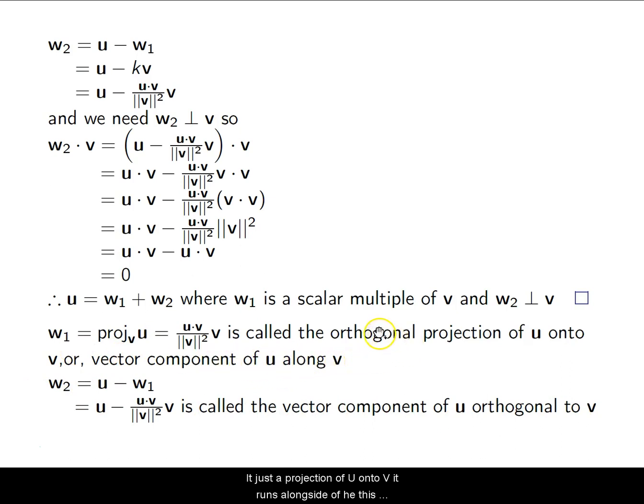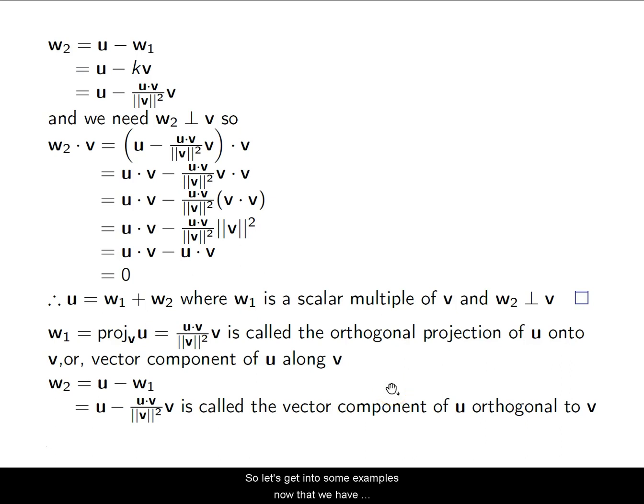Okay, it is the projection of u onto v. It runs alongside of v. This one is orthogonal to v. The W2 was the one that was up and down. The W1 was the one that ran alongside, was a scalar multiple of v. Okay, so just remember, it's two different components of u because you're breaking u down. One of them, a scalar multiple, is parallel, runs alongside that v vector. The other one is perpendicular to it.